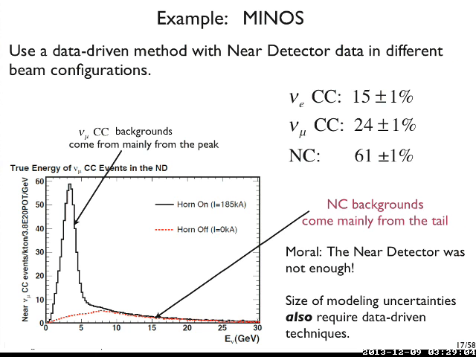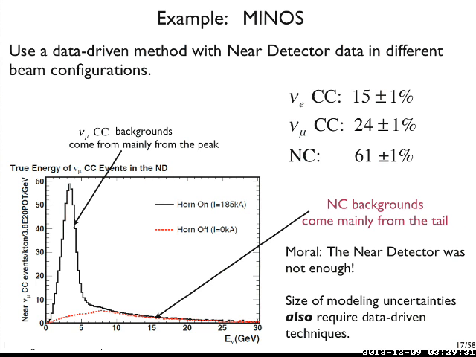And the important moral of the story was that because of the uncertainties in the hadronization modeling, even an identical near detector was not enough. They had to use data-driven techniques to make measurements that could then be the basis of the extrapolation. And in practical terms, it meant collecting a bunch of data that was not useful at all for oscillations, but was only needed to do these kinds of data-based corrections.